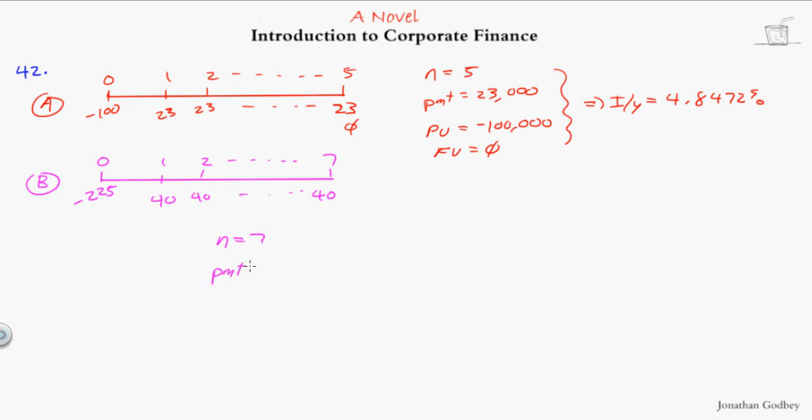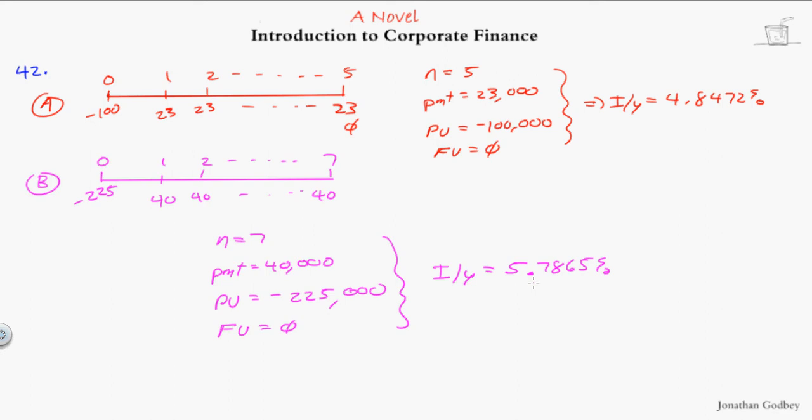And then for B, there are 7 payments. Those payments are $40,000. The present value, will need to make that negative. Once again, the calculator is thinking here you're going to pay money and receive money at different times. The signs just have to be opposite. You can make this negative, that positive. That's still going to be fine. Plug this in, and the interest rate there is going to be 5.7865%. Question 42 just asks us which has the lower rate. Well, A has the lower rate.